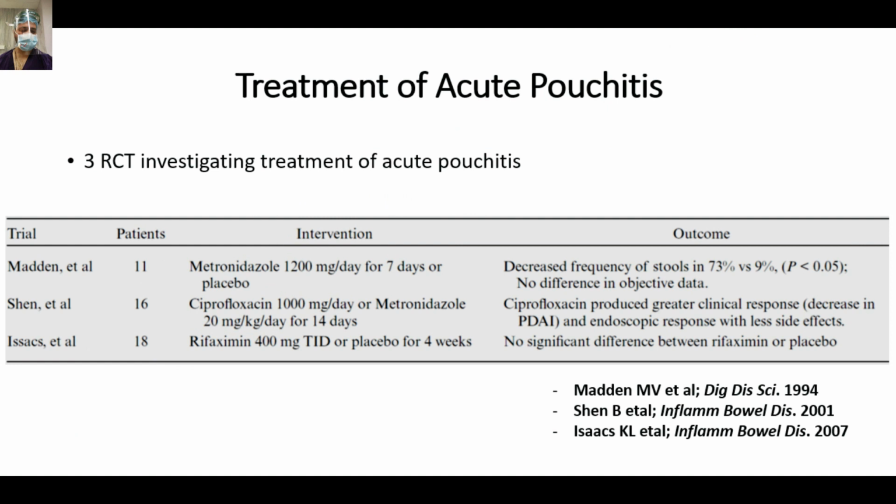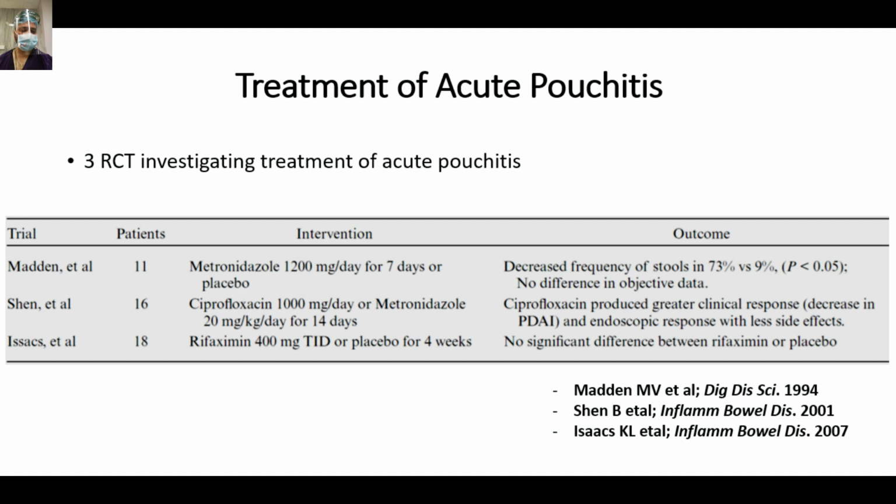As far as the treatment of acute pouchitis is concerned, we have 3 RCTs available in the literature. That is by Madden et al. about metronidazole, Shen et al. about ciprofloxacin, and Isaac et al. for rifaximin. In the first RCT, by Madden et al., they used 1200 mg metronidazole per day, that is 400 mg TID for 7 days, or placebo. There was a decrease in frequency of stool in 73% of patients in the metronidazole group versus 9%.